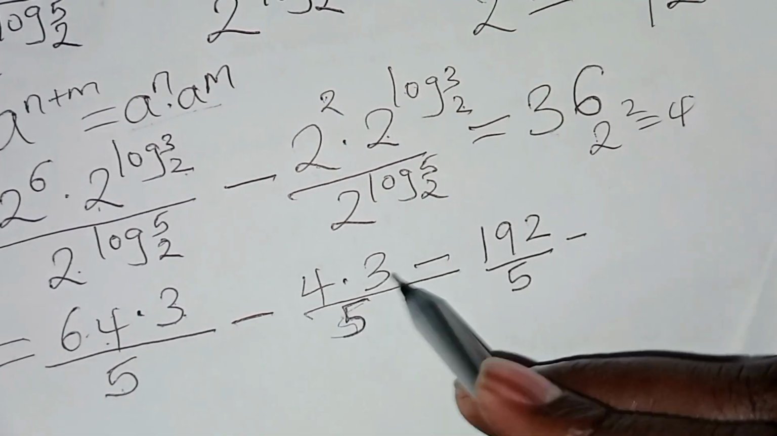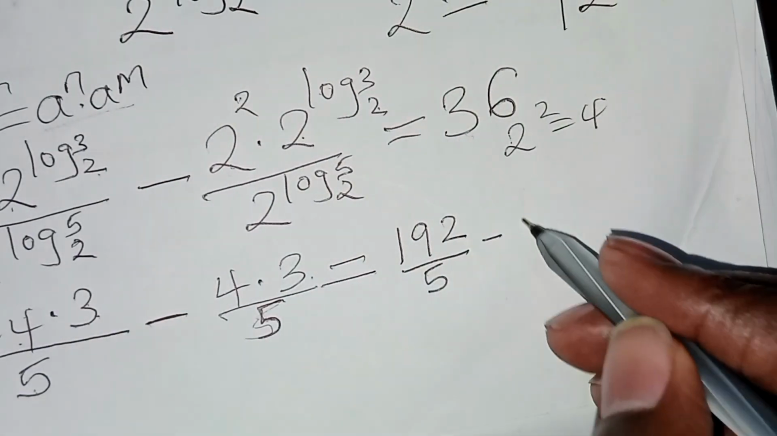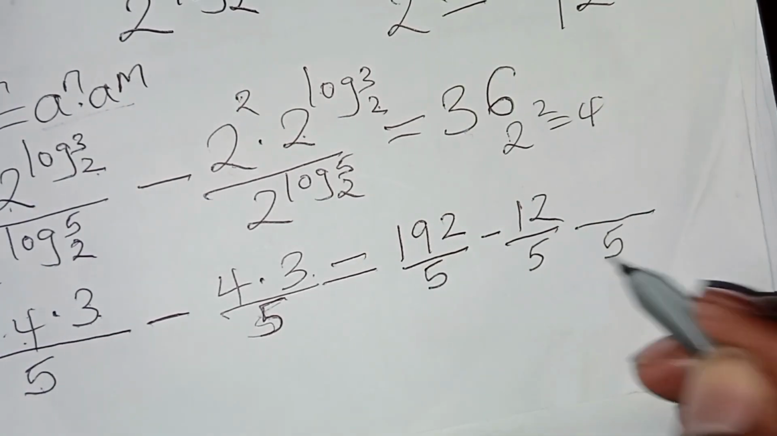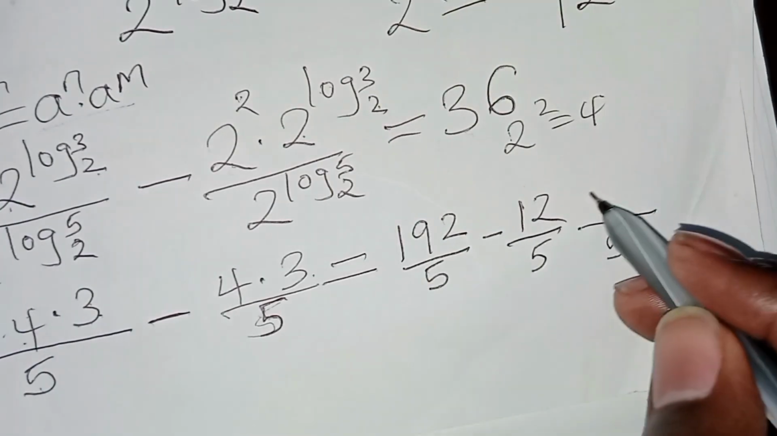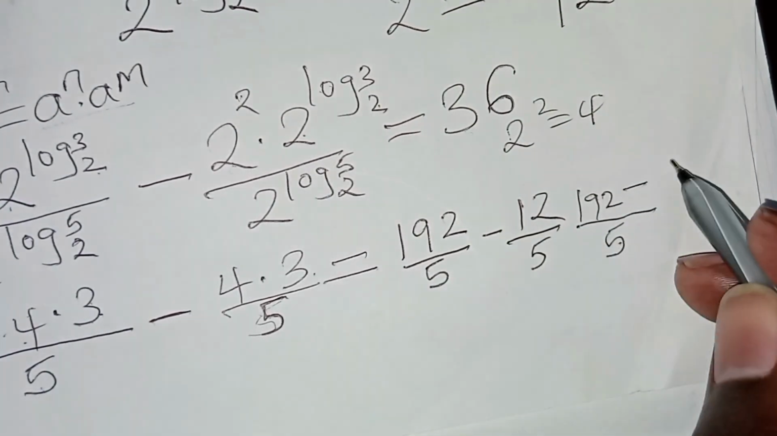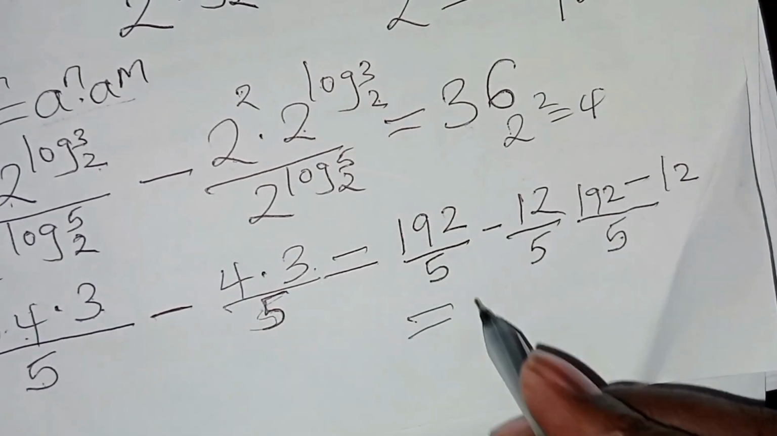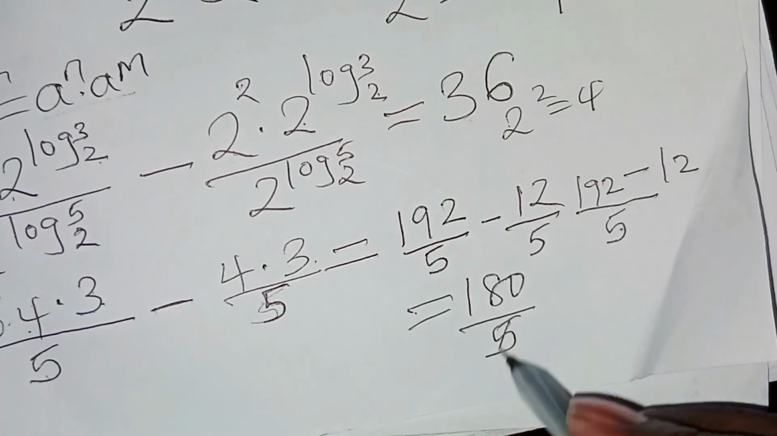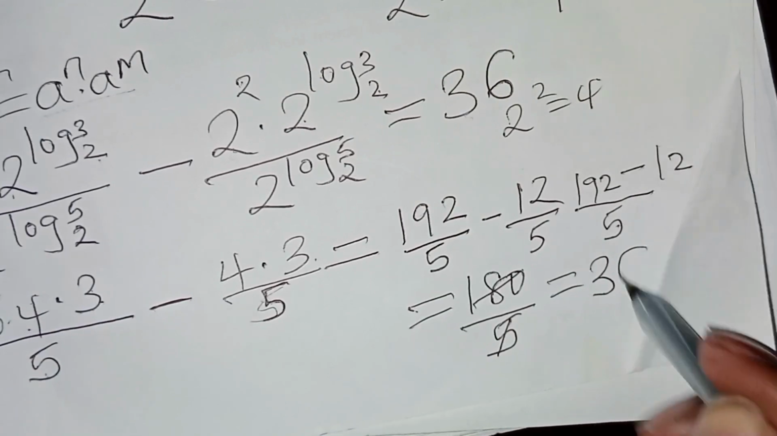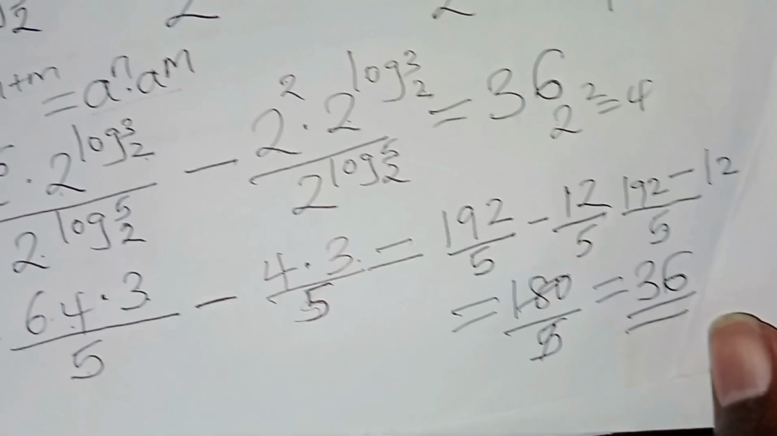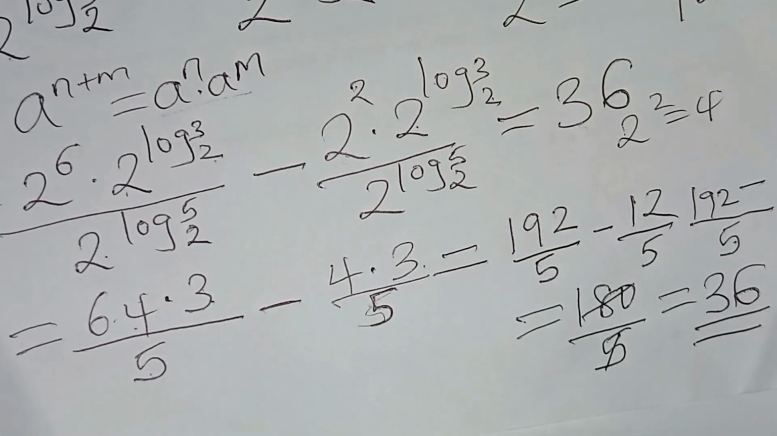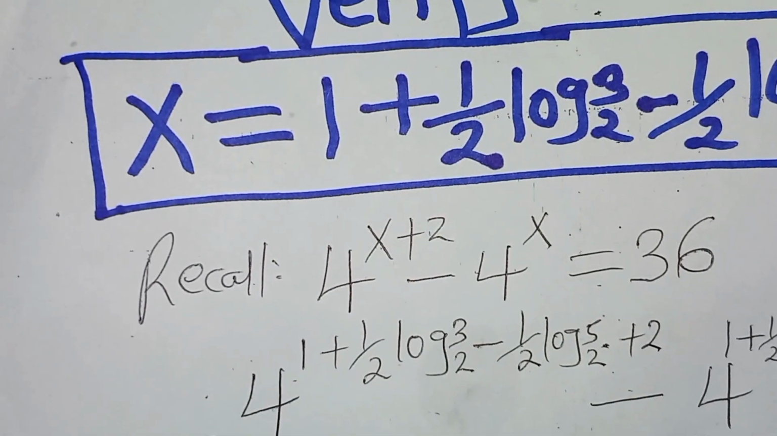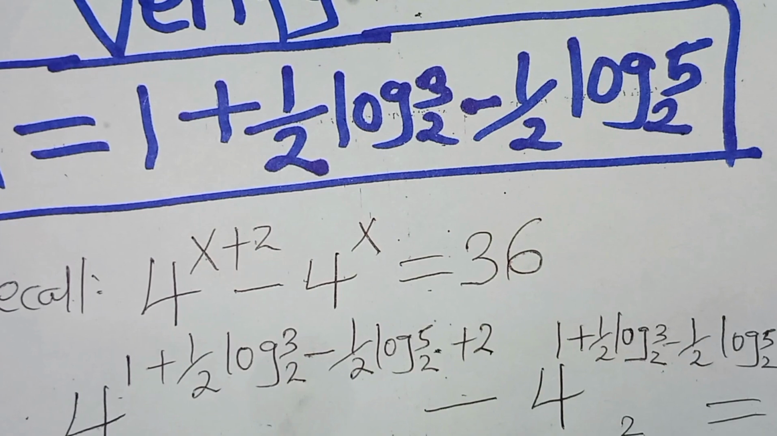Then subtract 4 times 3, which is equal to 12 divided by 5. So essentially here, 5 divided by 5 is 1, and 1 times 192 is 192. Subtract this 12, and this is actually equal to 180 divided by 5. So 180 divided by 5 is essentially equal to 36. And that proves that the value of x, which is equal to 1 plus a half log 3 to base 2, subtract a half log 5 to base 2, actually satisfies the equation.